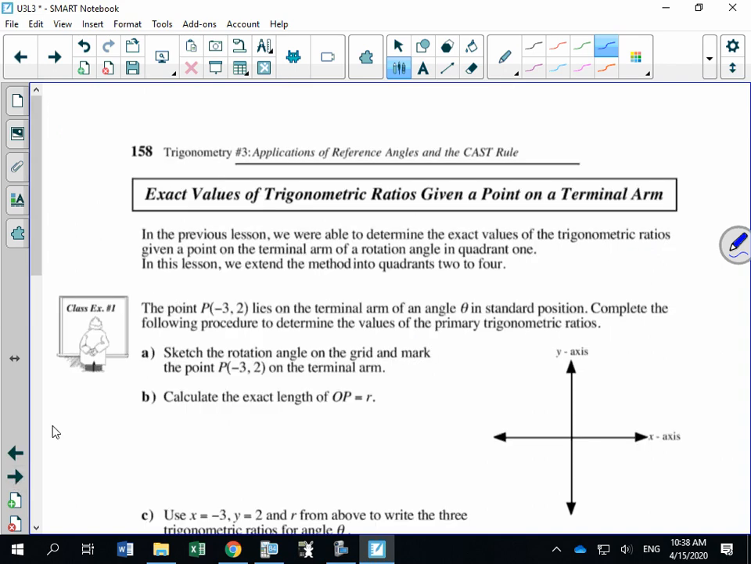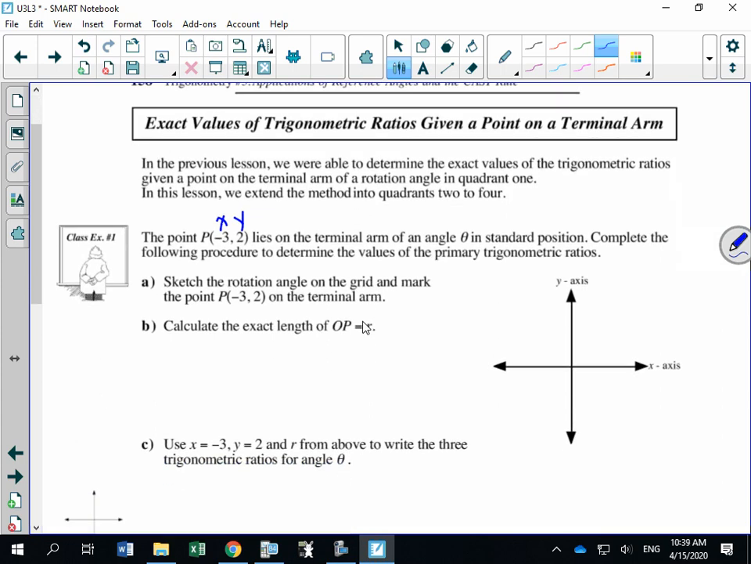All right, let's get to the first class example. So that was just sort of a review of the first two lessons. So let's do class example 1. The point (-3, 2), so that's my x coordinate, my y coordinate, lies on the terminal arm of an angle in standard position. So let's find out where that point is. So x is -3 and y is 2. That would be my point there. So denote that with letter P and (-3, 2).